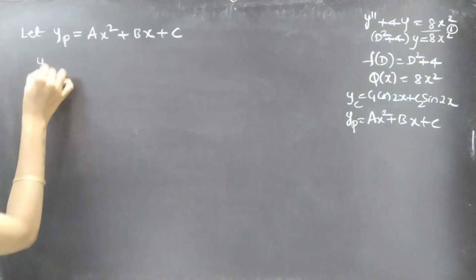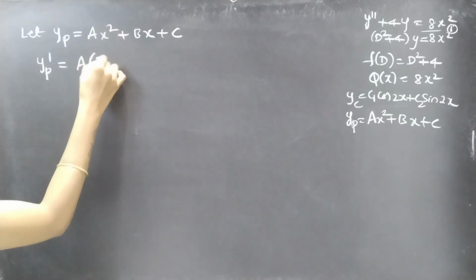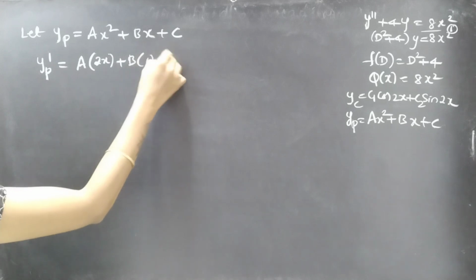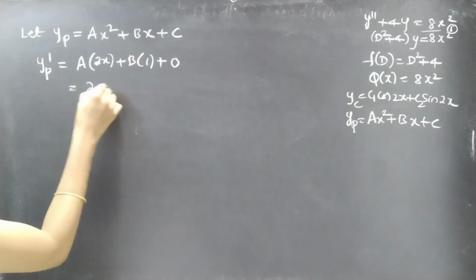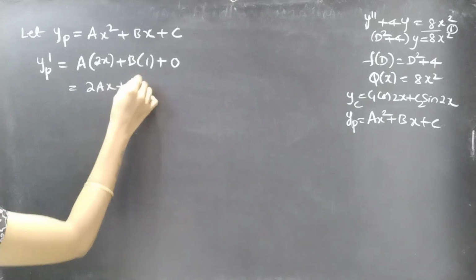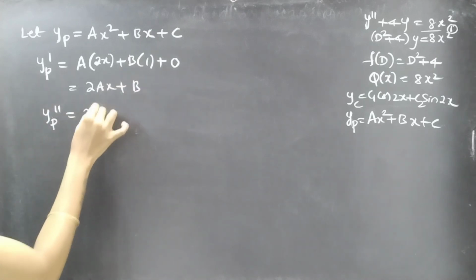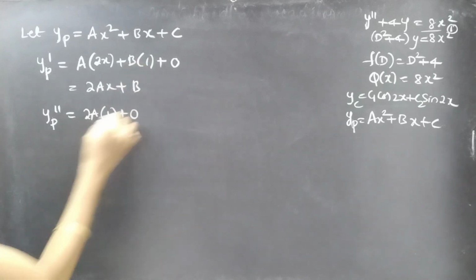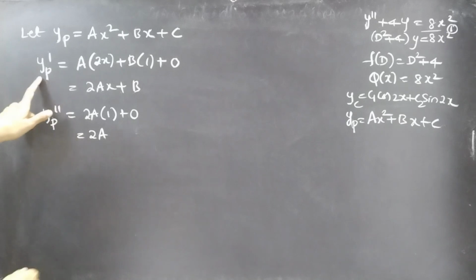Now I'm going to find yp'. yp' = a into the derivative of x², 2x, plus b into the derivative of x, which is 1, plus the derivative of a constant with respect to x, which is 0. You'll get 2ax + b. Now let's find yp'', which gives us 2a into the derivative of x with respect to x, which is 1, plus the derivative of a constant, which is 0, giving us 2a.